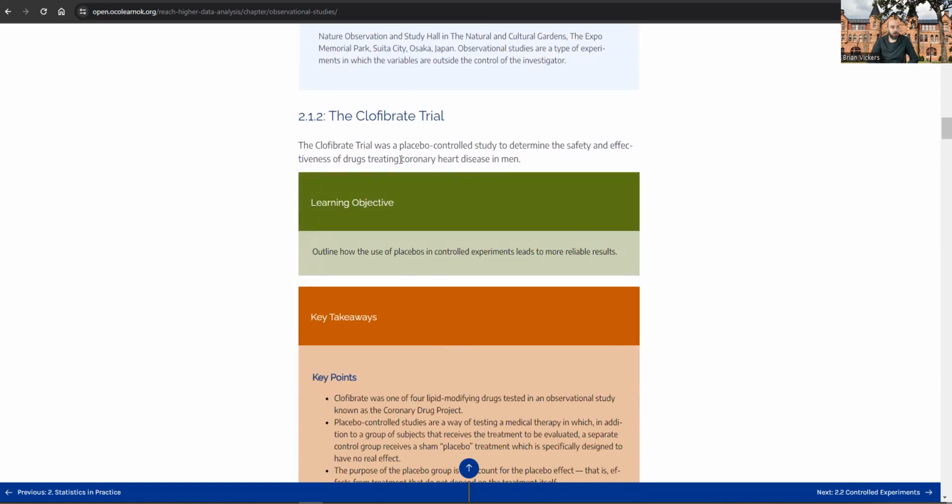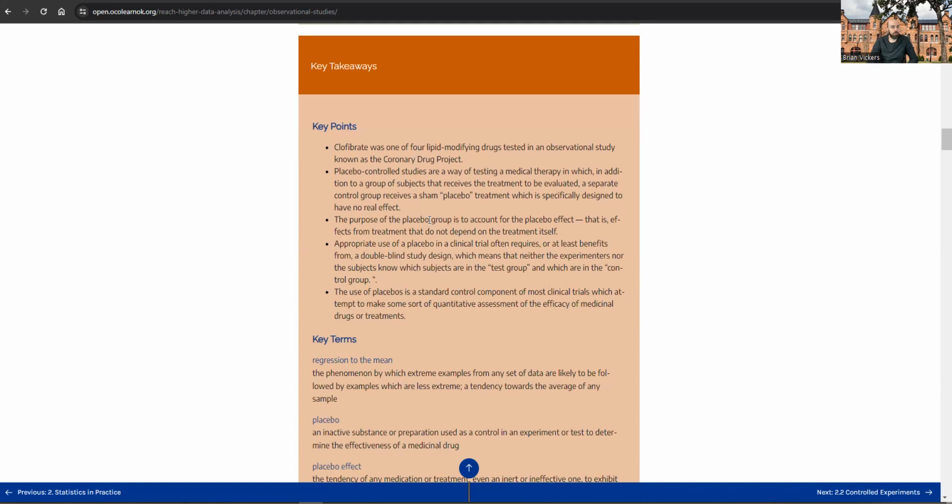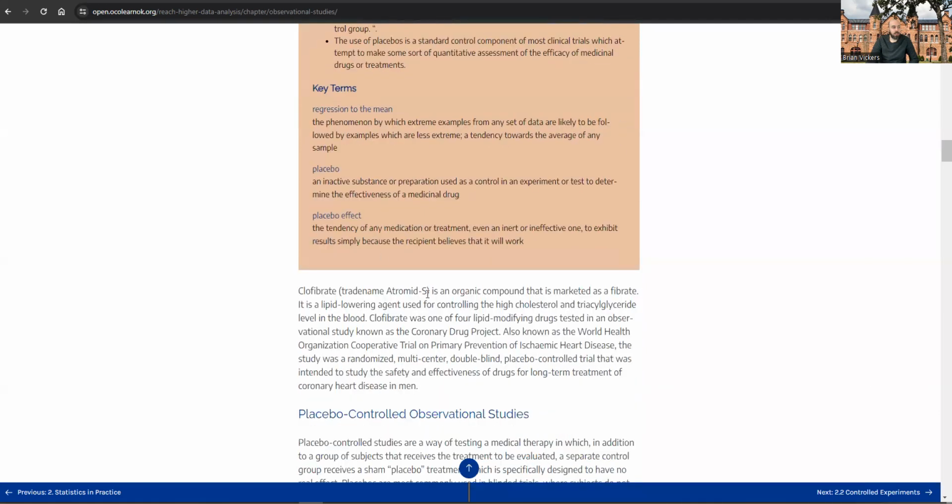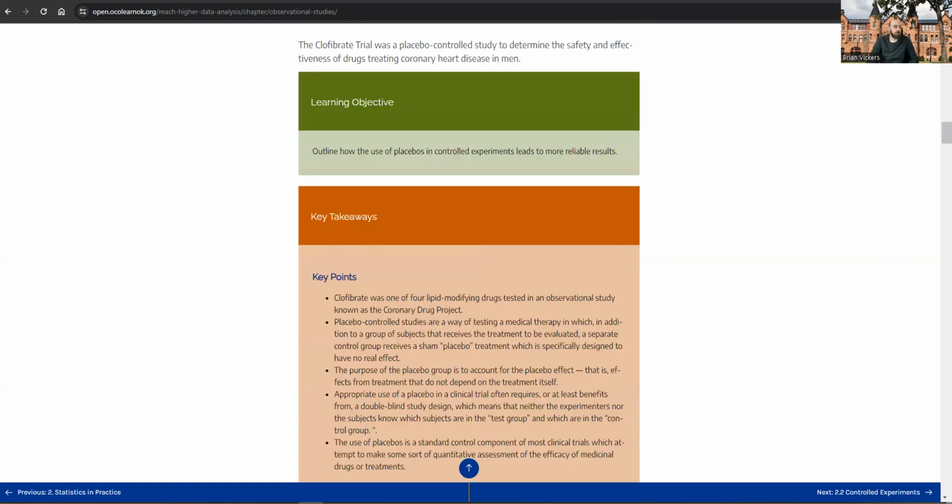There is a placebo study that they're going to talk about here, wherein they basically observed what the results of this placebo effect might be. In this specific study, what was it? Clofibrate. Clofibrate was a drug trying to treat coronary heart disease in men.